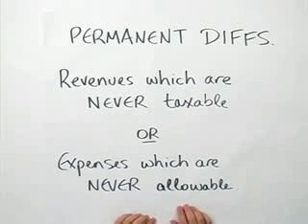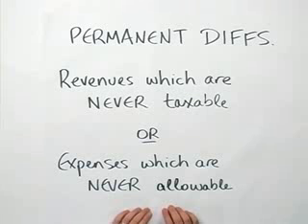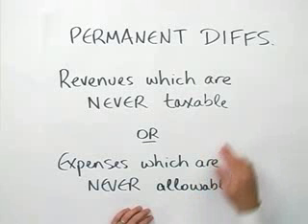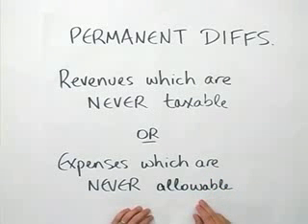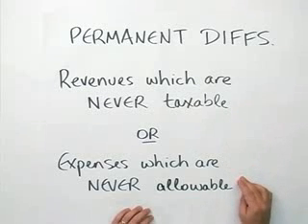Expenses which are never allowable often include things like fines. I've never been quite sure why they call them fines. Nobody I ever know who ever had one said it was fine, but anyway, that's what they call them. Fines, penalties. Life insurance premiums, again, are things which are never allowable. Certain kinds of travel, entertainment, and advertising expenses might also be in this category. It's not a matter of them being taxable or allowable in a different period. It's the idea that they are on the income statement as revenue or expenses, but they will never appear in the tax returns.